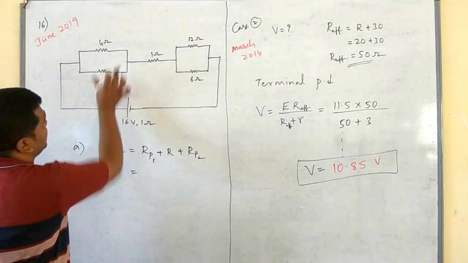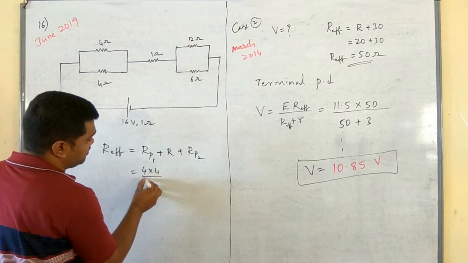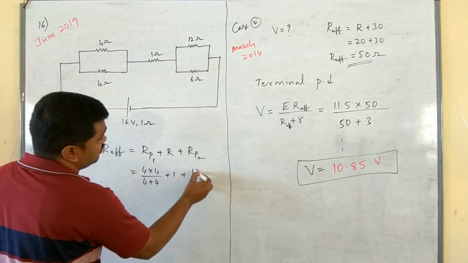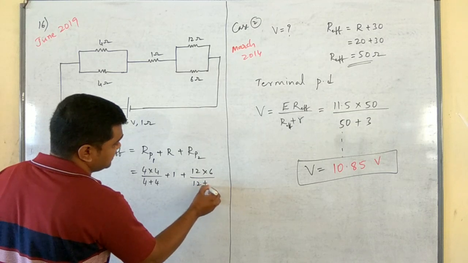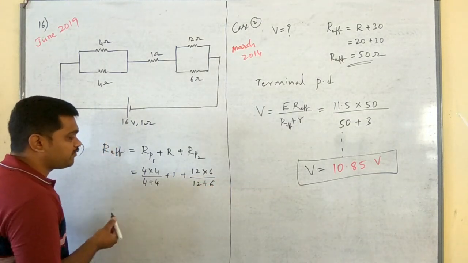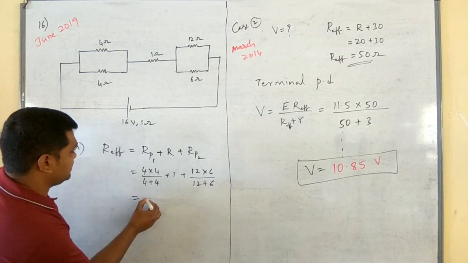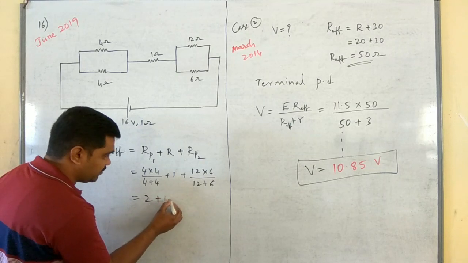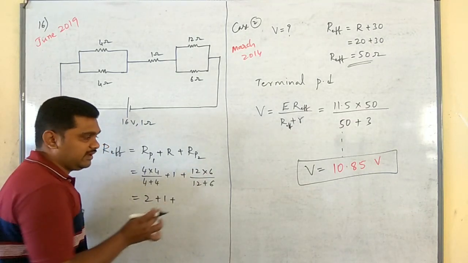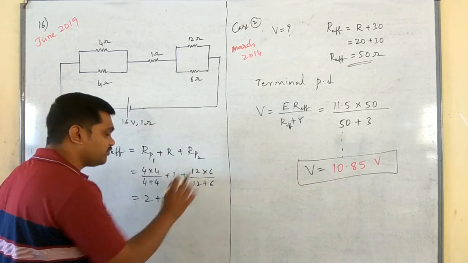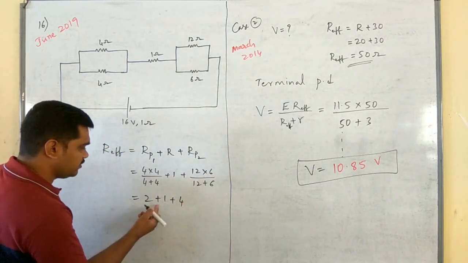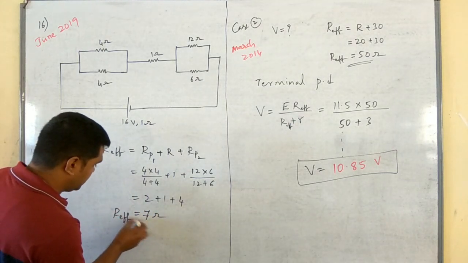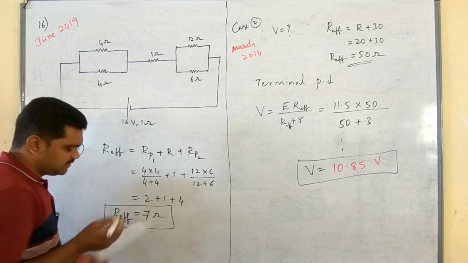Next, Rp1 is 4 into 4 divided by 4 plus 4, plus 1, plus 12 into 6 divided by 12 plus 6. 4 into 4 by 4 plus 4 means this is 2. 16 by 8 is 2, plus 1, plus 12 into 6 is 72, 12 plus 6 is 18, 72 by 18 is 4. Therefore this is 7 ohm. R effective is equal to 7 ohm.